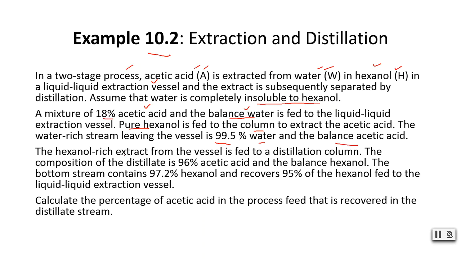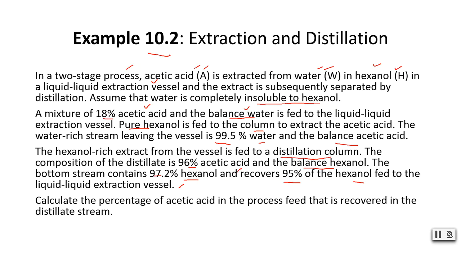The hexanol-rich extract from the vessel is fed to a distillation column. So from the extraction process, we go to the second process, which is the distillation process. The composition of the distillate is 96% acetic acid and the balance is hexanol. The bottom stream contains 97.2% hexanol and recovers 95% of the hexanol fed to the liquid extraction vessel.